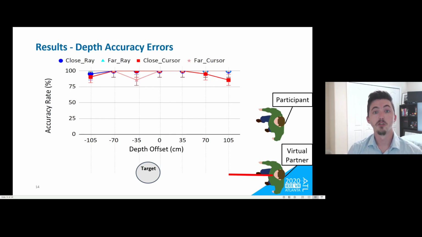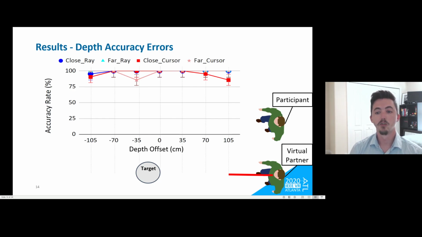This is our first page of results from the experiment 1. On our vertical axis, we have our accuracy rate, which would be 100% if our participants made no mistakes, but it is a difficult task, so there were some mistakes made. On the horizontal axis, we have our depth offset. So these are our depth accuracy based errors. On the far right bottom corner of the screen, you can see there's kind of a mock-up of our virtual partner and participant. As we go through these, I'm going to use these to illustrate the different levels and the different measures that we got on this graph here.